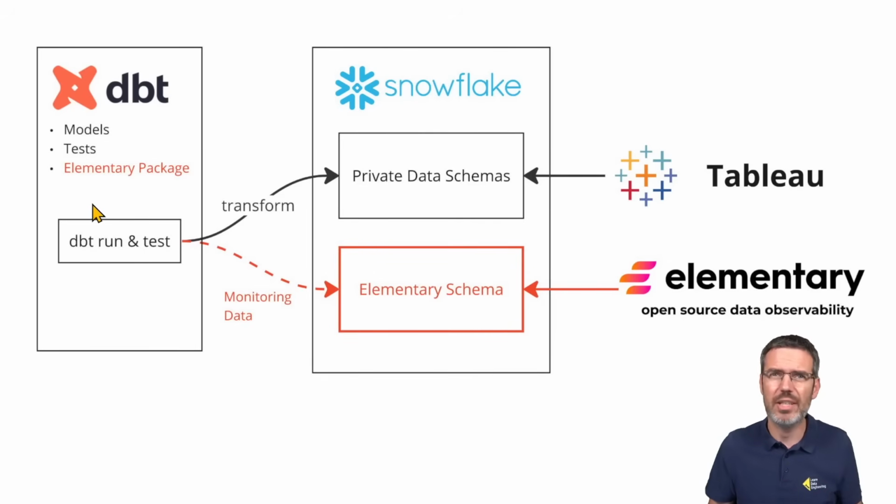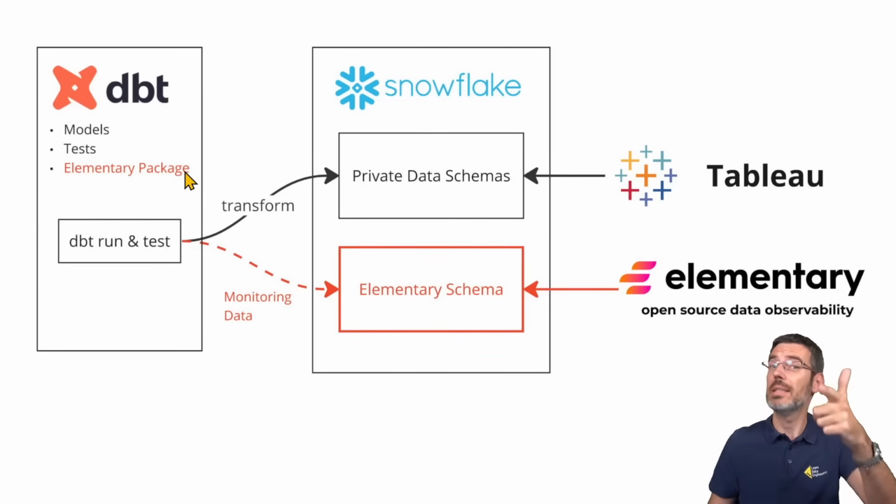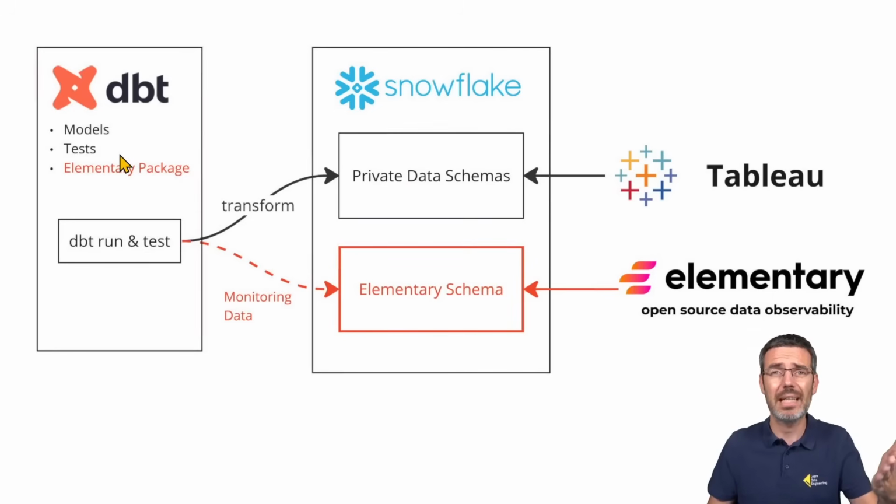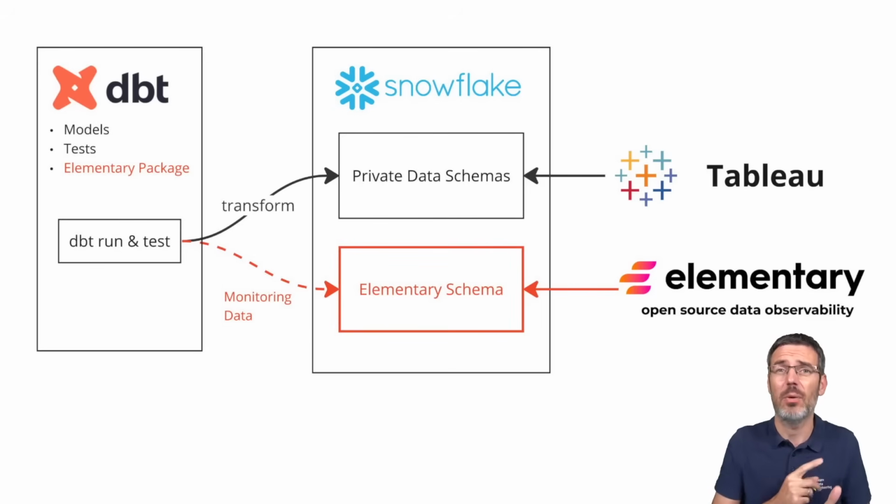You don't have to create your tests separately for Elementary because Elementary is dbt native, it's going to automatically use the dbt tests that you have defined in your models. Elementary is also going to automatically run additional tests like anomaly detection, and it's going to look for schema changes.